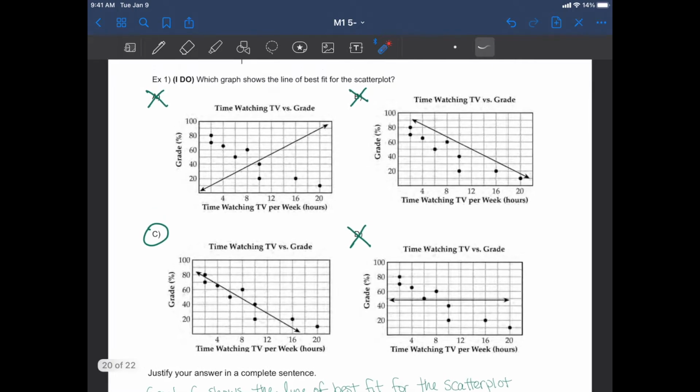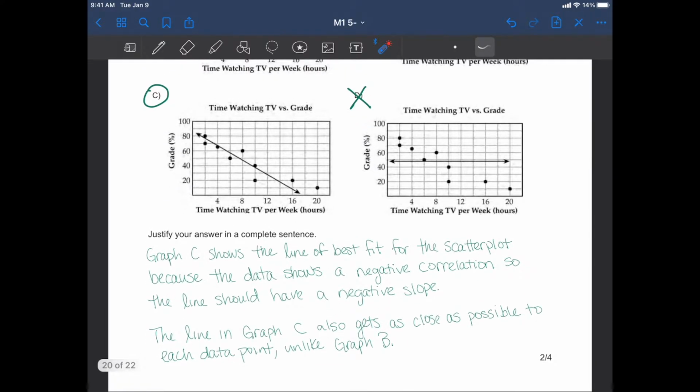So what that would do would be to eliminate A and D immediately, because neither of those lines have a negative slope. But that leaves B and C. So you have to then distinguish the difference between B and C. So that's why I added a second sentence.